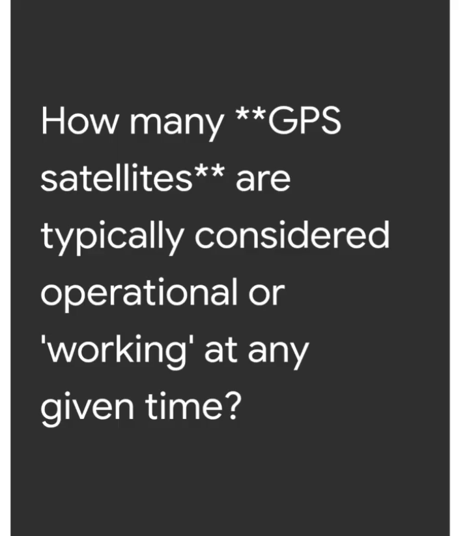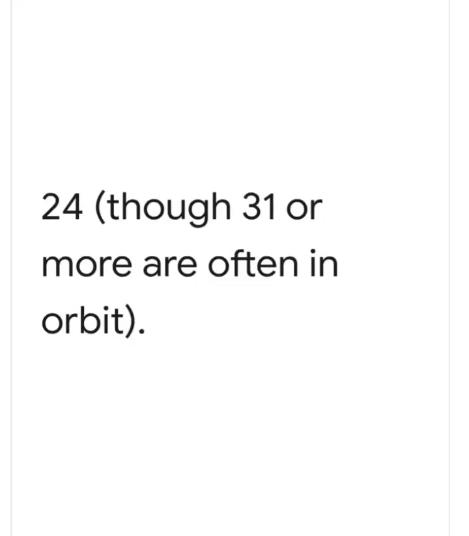Next question. How many GPS satellites are typically considered operational or working at any given time? Its answer is 24, though 31 or more are often in orbit.